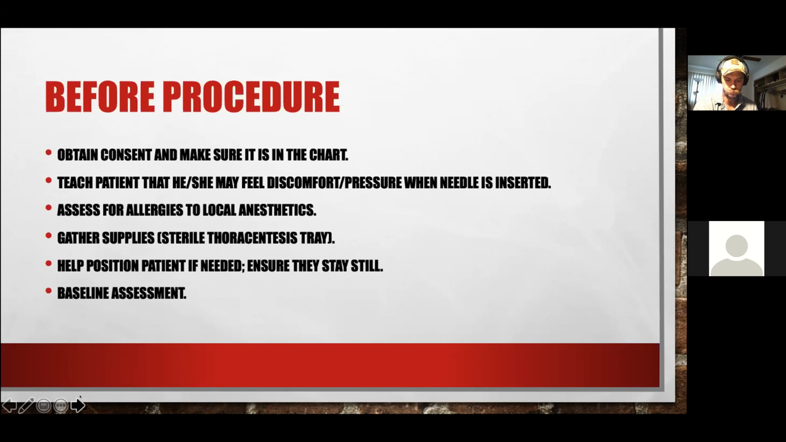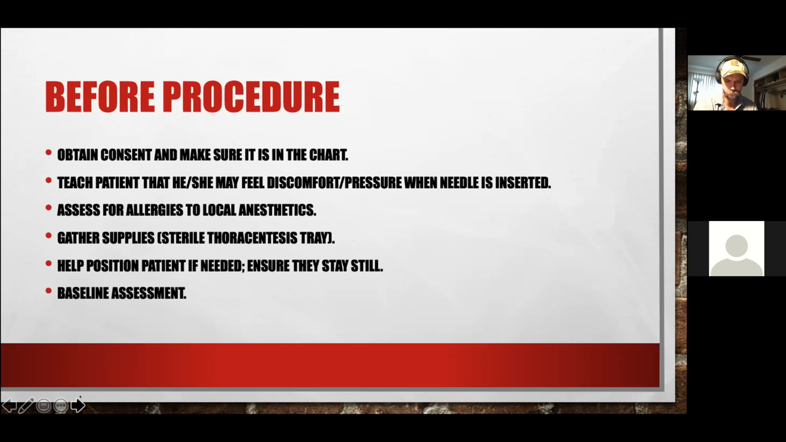We're going to help position the patient and ensure that they stay still. So for the procedure, usually you're going to have them sit on the side of the bed, sitting straight up. And that's how the MD is going to insert the needle. You're going to make sure that they're staying still because, like I said earlier, there's a lot of organs in the chest cavity and you don't want them to move around too much and you poke something you're not supposed to, or you don't get into the pleural space. So you just need to make sure that they're staying still, even though it might be a little uncomfortable.